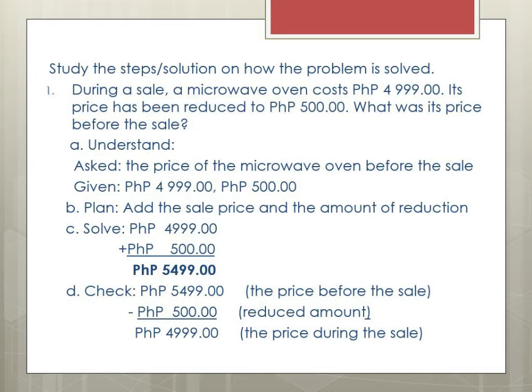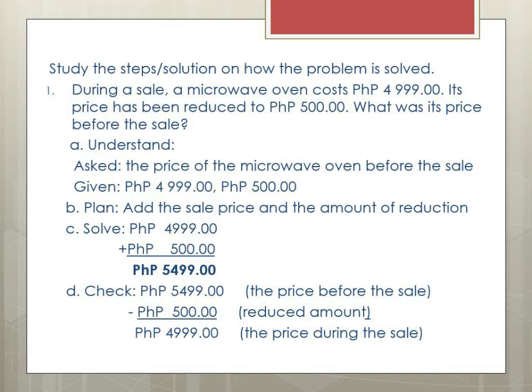So 0, 0, then 9 plus 0 is 9, 9 plus 0 is 9, then 9 plus 5 is 14, carry 1, 1 plus 4 is 5. So the answer is 5,499 pesos. That is the price of the microwave oven before the sale.